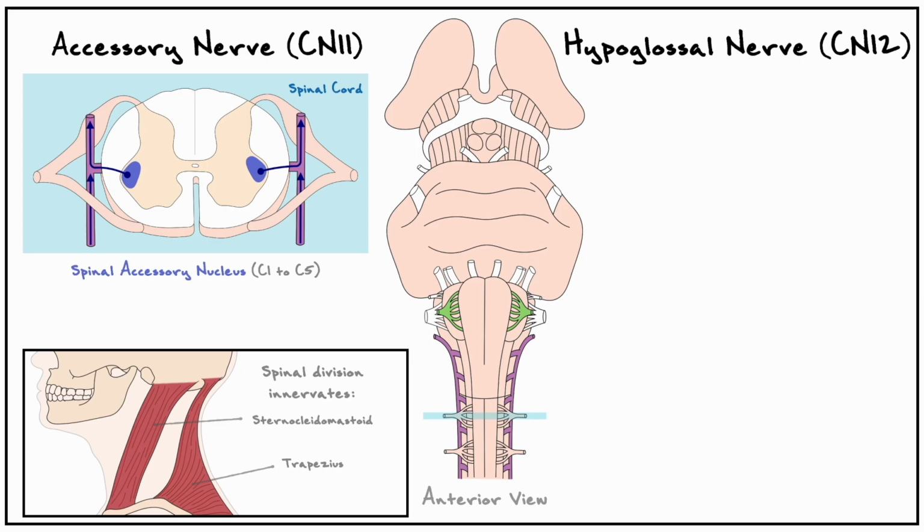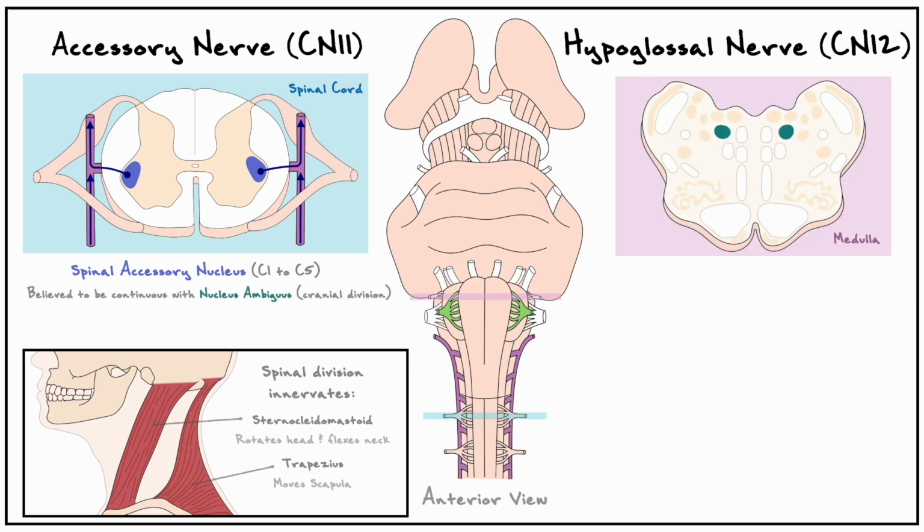When it contracts, the sternocleidomastoid muscle has the function of rotating the head and flexing the neck. When the trapezius contracts, its main function is to move the scapula, also known as the shoulder blade. Now, the spinal accessory nucleus obviously ends when the brainstem begins, but it is believed that this nucleus is continuous with the nucleus ambiguus in the medulla, and that gives rise to the cranial division of the accessory nerve.